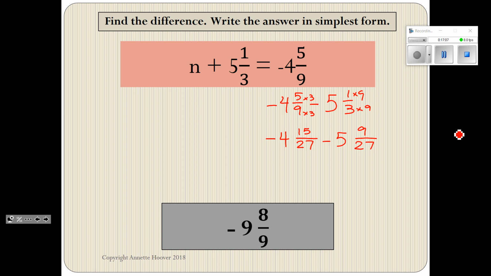Now I have two negatives, so actually I'm adding same signs, add and keep. So since they're both negative, we add a negative 4 and a negative 5. If you add the opposite, remember, same signs, add and keep. That would be a negative 9, and 15 plus 9 would be 24. Keep our denominator. Both of those numbers are divisible by 3, and when you divide both of those numbers by 3, you get your 8/9.